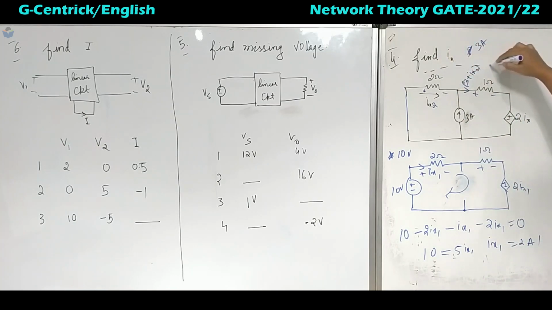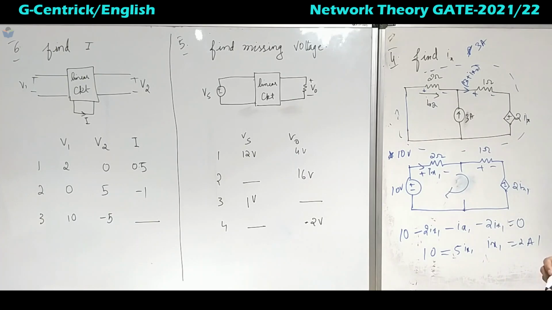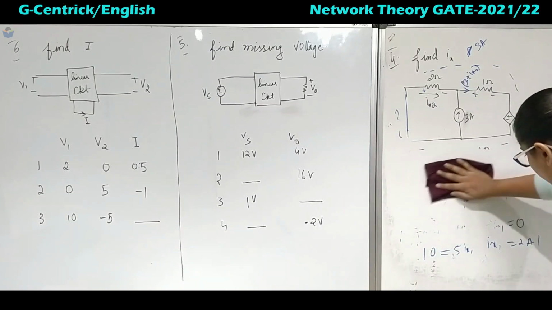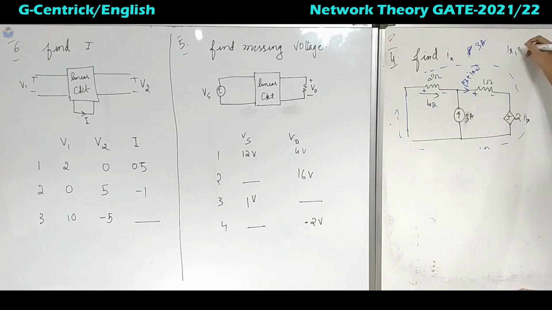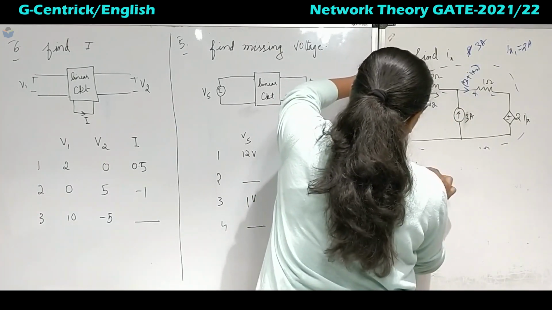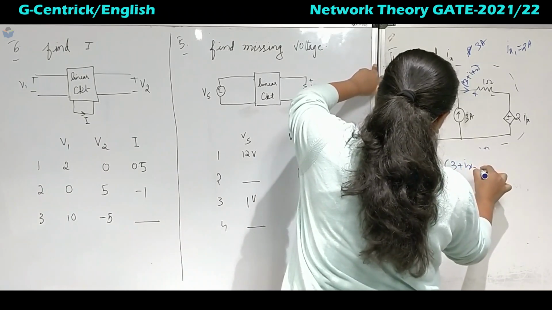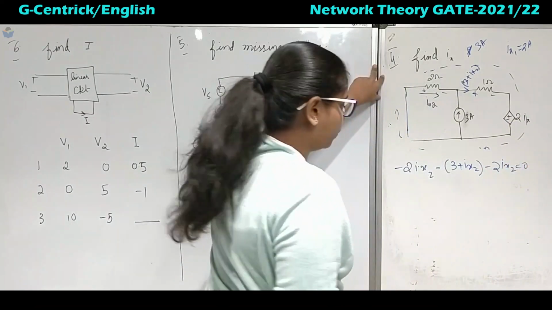Now I can apply KVL in this outer loop. Okay, so this thing will be, okay, I'll rub this one. We have got Ix1 as 2 amperes. Okay, I'll write it here. Ix1 is 2 amperes. Okay, so now to calculate this one, I am applying KVL. Minus 2 Ix2, this is minus 3 plus Ix2, and this is minus 2 Ix2 equal to 0, right?